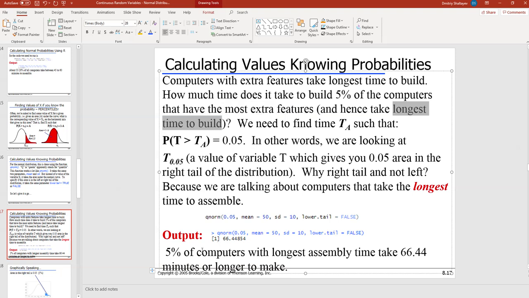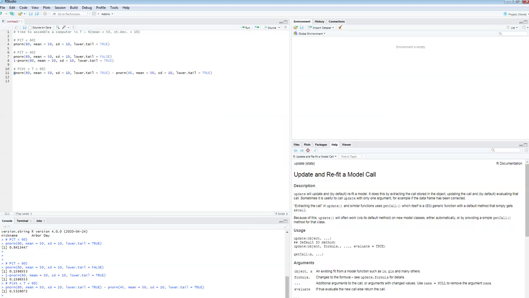Okay, so let me switch back to RStudio. So here I'm looking for, essentially, a quantile, right? How so? Well, I'm looking for the value such that only 5% of the data is above that value, and 95% of the data of all these computer assembly times are below this value. So essentially in this question, I'm looking for the 95th percentile. Okay, so I'm going to type here that 95th percentile or t with a subscript 0.05. Can't really do subscript in RStudio, so I'm going to just say t is 0.05, right?